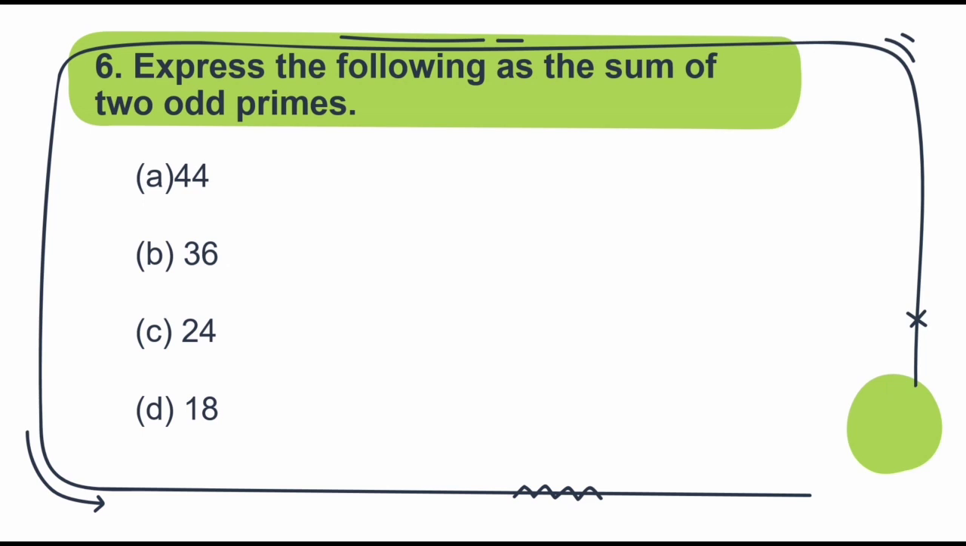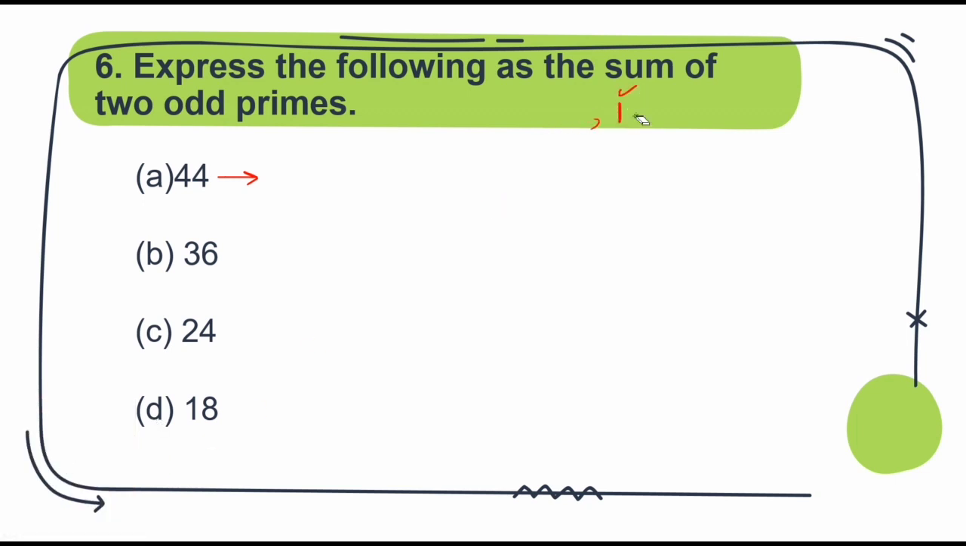The sixth one is saying: express the following as the sum of two odd prime numbers. So we have to simply divide these numbers into the sum of two odd prime numbers, meaning they should be odd and prime. Okay, if I write 44, it could be anything. One suggestion is to just go one step back and check 43. If I go one back, 43, and what I have to add is 1. Check: are these two odd numbers? Yes, they are. Are they both prime numbers? 43 is a prime number, but 1 is not a prime number, so we cannot take this example.